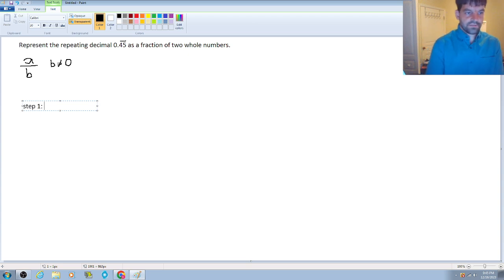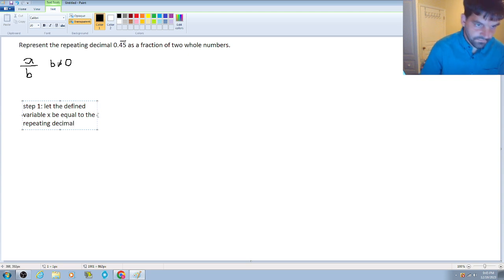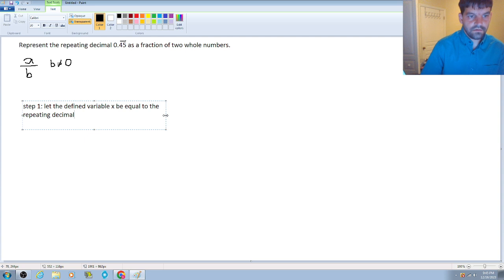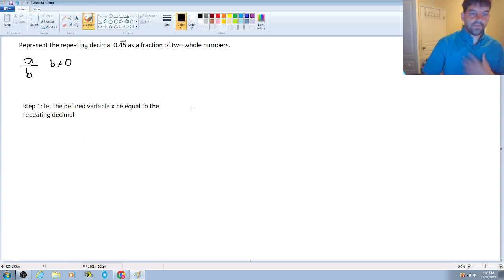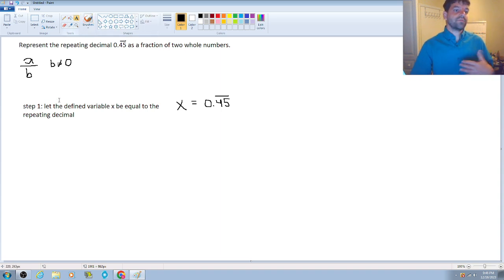So step one is to let the defined variable x be equal to the repeating decimal. What that means for us in our case is that x is going to be equal to 0.45 repeating.